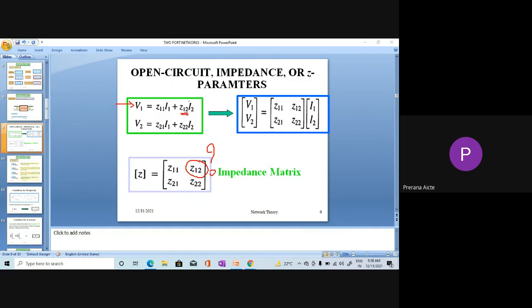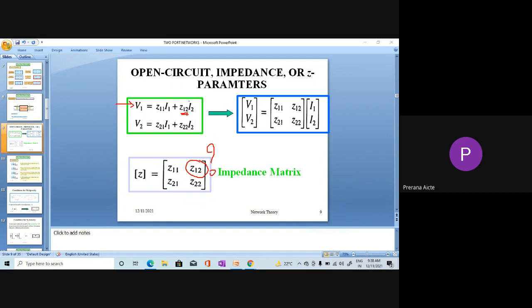So in order to find Z12, what do you need to do? The Z parameters are open circuit parameters, or impedance parameters. So in order to find Z12, we have to make the necessary arrangements in the circuit, and thereby you can easily find your Z12. No need to find all the parameters in order to find Z12. That is a time-wasting process in the GATE examination.